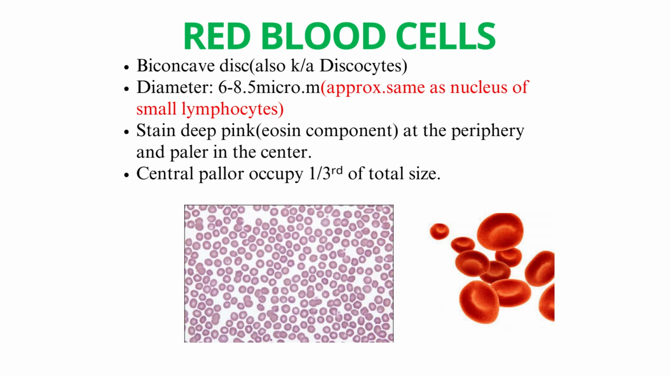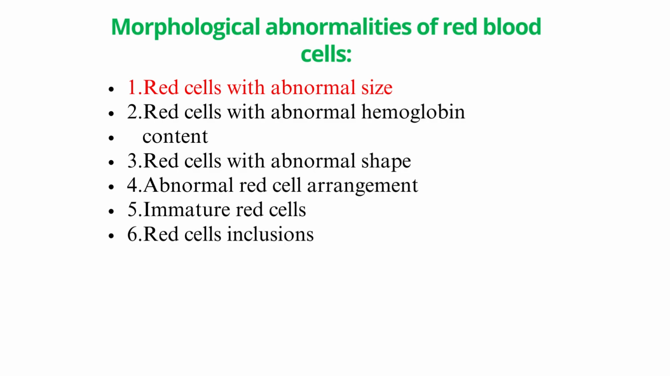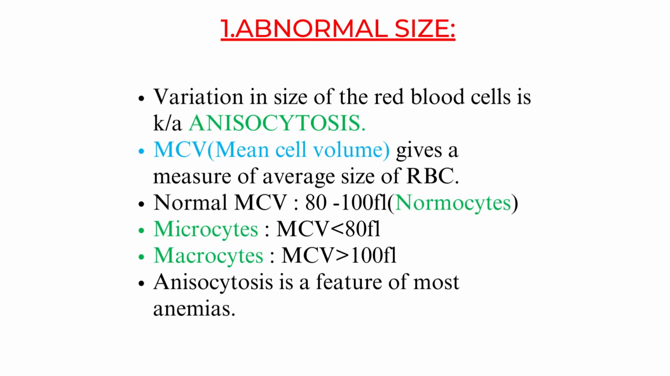We will come to discuss it when we come to anemia. And then it's stained deep pink like the eosin component at the periphery, and pale in the center. So there is a pallor in the center. The central pallor, again, has importance because it has to occupy one third of the total size. If it is more than that, that indicates anemia. Any time there is a variation in size of the RBCs, it is called anisocytosis.